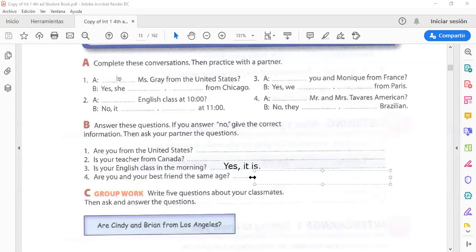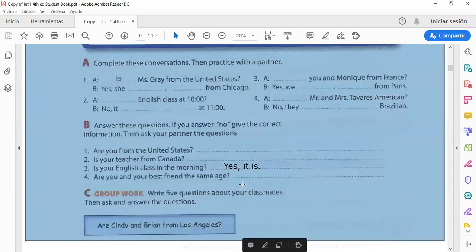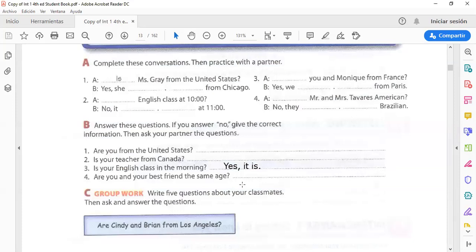And the last question, are you and your best friend the same age? Remember, age is, for example, I am 28 and my best friend is 28. Are you and your best friend the same age? 19 and 19, 20 and 20.